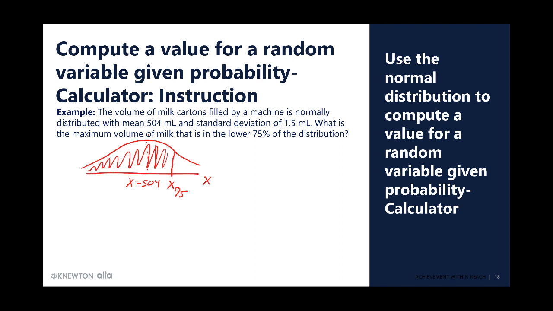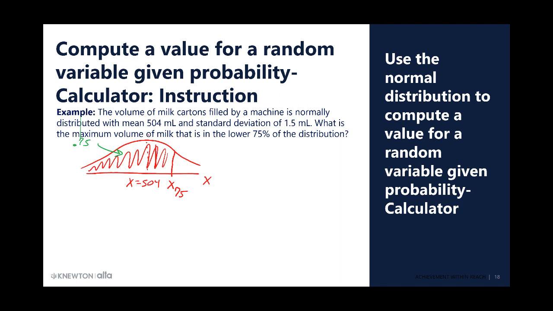So what that means for us is that if you're trying to find the 75th percentile, which is what this question is asking, we need to understand that the area to the left is 75%. That's what it means to be in the 75th percentile. It means the area behind you, or the area to the left of you, is 75%. Okay?